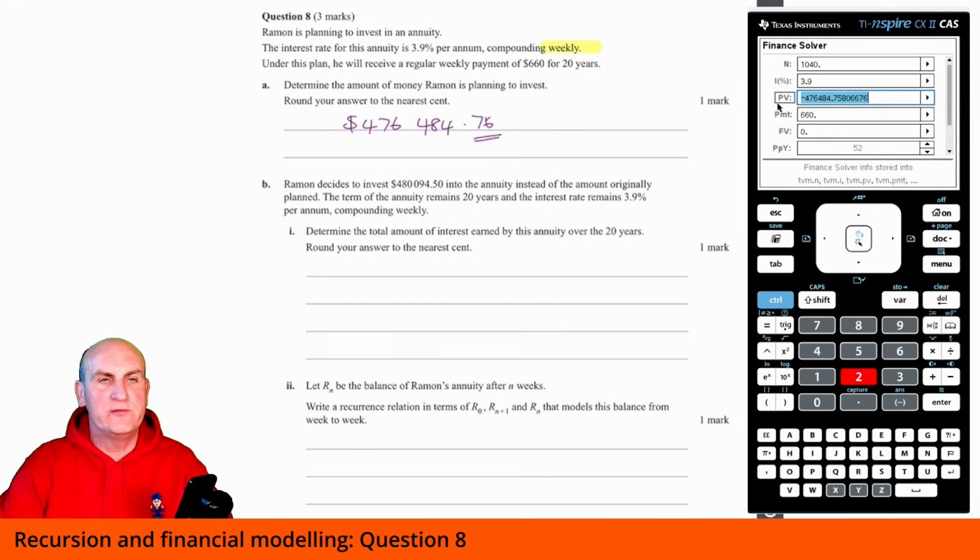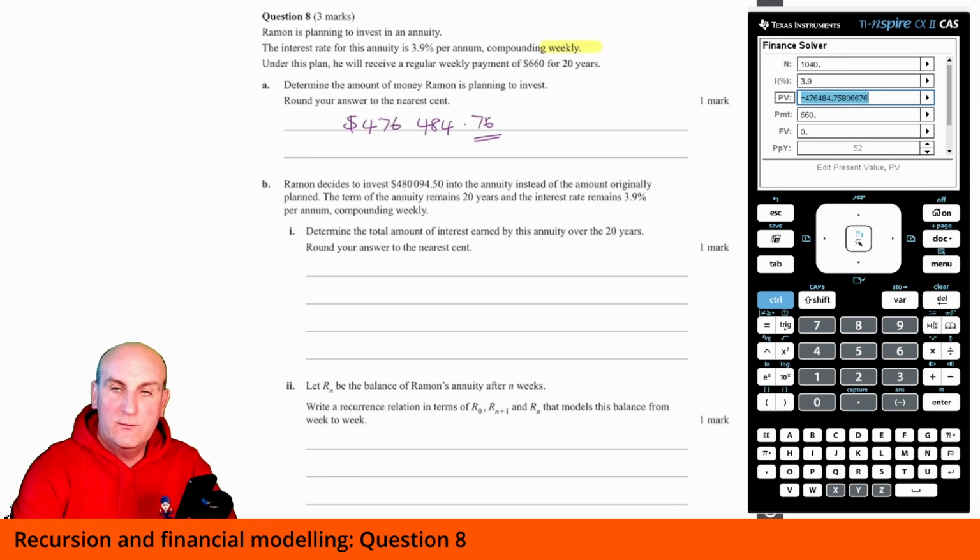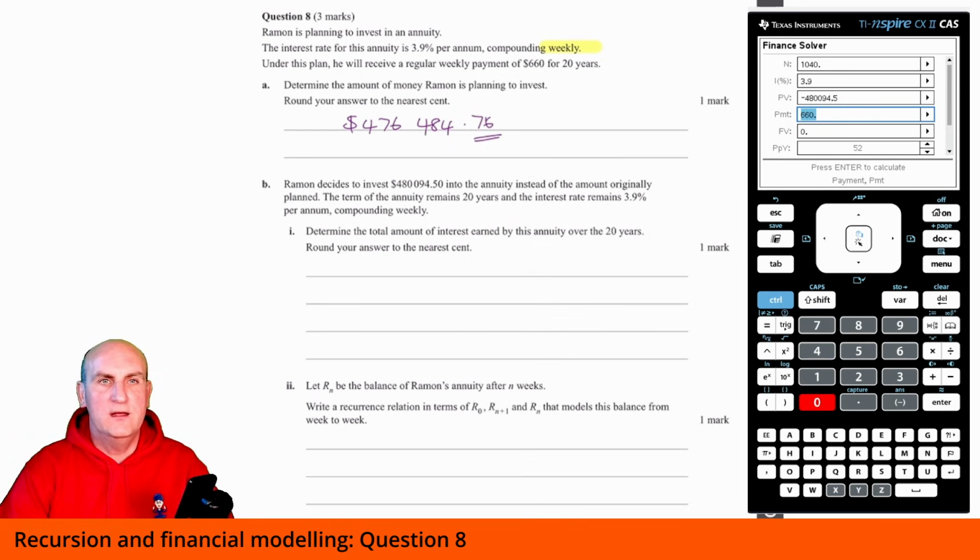Ka-ching. Right, Ramon decides to invest that into the annuity instead of the amount originally planned. All right, so let's put minus, because I've got a feeling we're going to use that. It says 480,094.50. Okie dokie. The term of the annuity remains 20 years and the interest rate remains 3.9% per annum, compounding weekly. Determine the total amount of interest earned by this annuity over the 20 years.